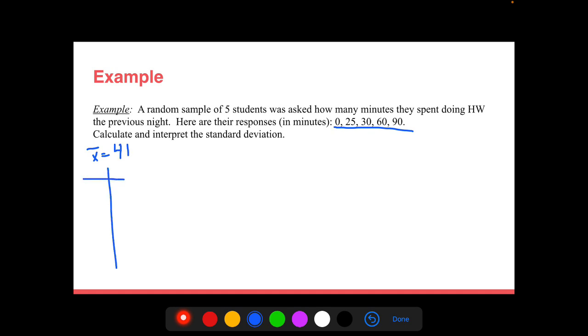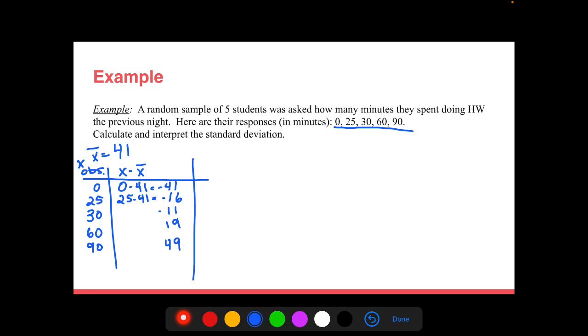So then we take a table. Our observation, which is X, we're going to put to the left: 0, 25, 30, 60, and 90. Then the second column, X minus X bar. So 0 minus 41, negative 41. 25 minus 41, negative 16. 30 minus 41, negative 11. 60 minus 41, 19. And 90 minus 41, 49.